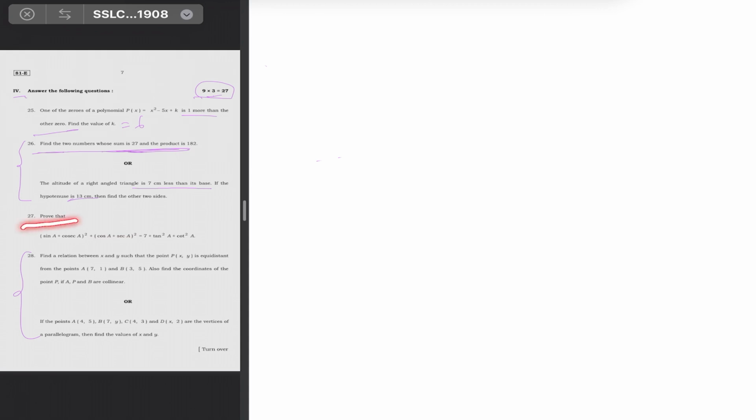27th question. Prove that (sin A plus cosecant A) whole square plus (cos A plus secant A) whole square is equal to 7 plus tan square A plus cot square A. So, we have to prove that LHS is equal to RHS. So, let us consider the LHS. So, what is in the LHS?